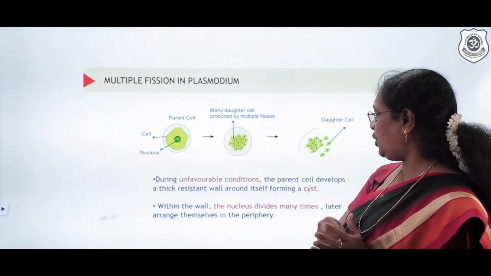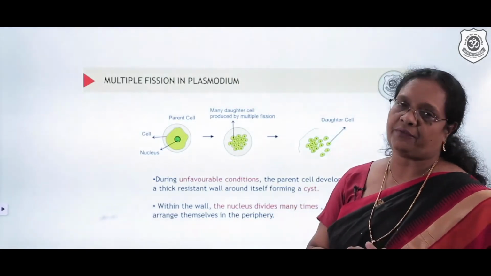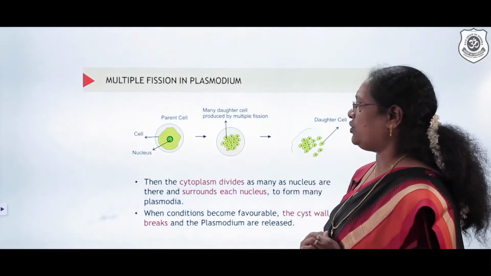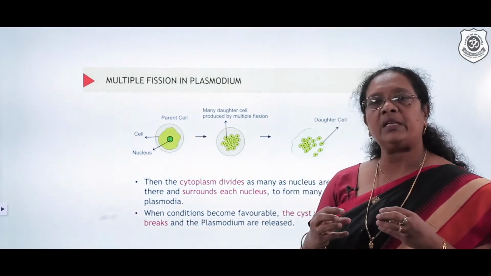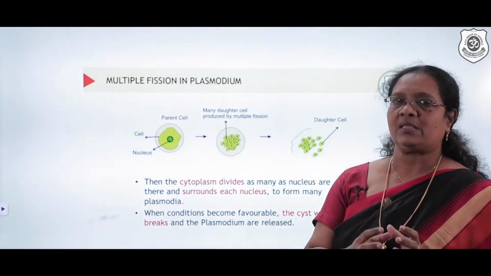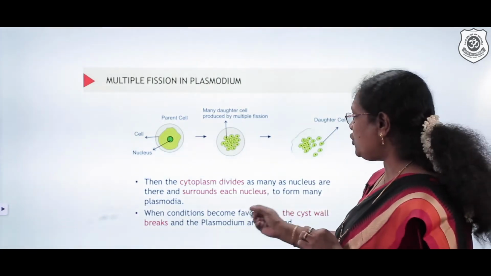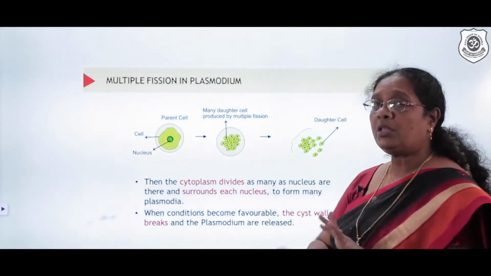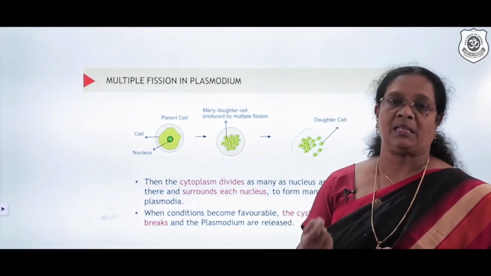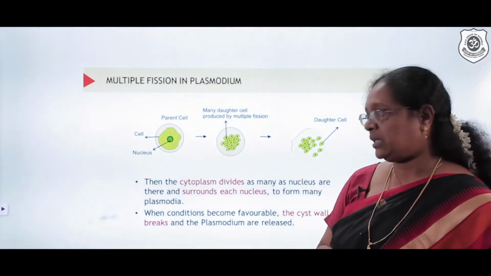And then you find within the wall, the nucleus starts dividing many times and tries to arrange itself in the peripheral region. That is during the maturity stage. Once they reach the peripheral region, the cytoplasm slowly starts dividing and keeps surrounding each nucleus. Whatever the number of nuclei formed, that many cells will be formed. And when the condition becomes favorable, the cyst wall will break. When it breaks, the Plasmodium are released. There will be many Plasmodium. Because there are many Plasmodium, we call it multiple fission in Plasmodium.